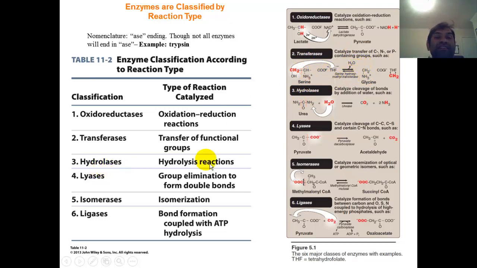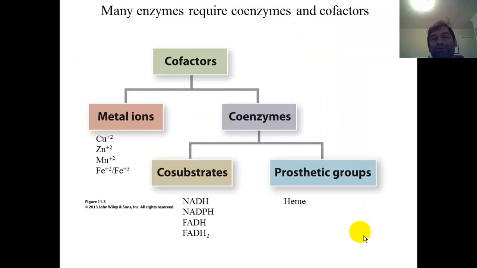reactions. Hydrolases will do hydrolysis reactions, so urea can get split by urease into CO2 and ammonia, and the urease, which is a hydrolase, catalyzes that reaction. Lyases will cut apart bonds. Isomerases will isomerize. Ligases will ligate, join two things together. But enzymes require help, in some cases. Sometimes enzymes require metals. So remember the copper zinc superoxide dismutases. Metals, some enzymes require that.